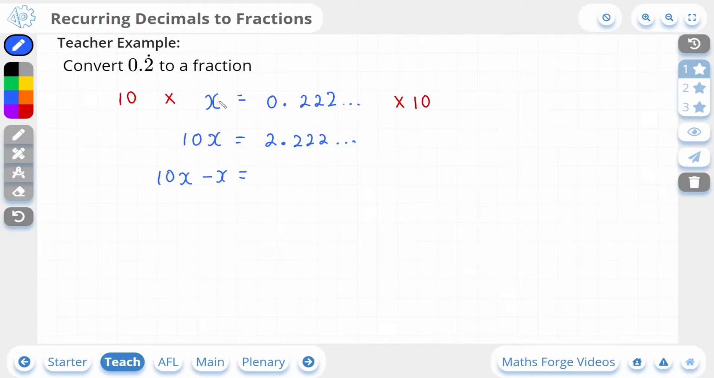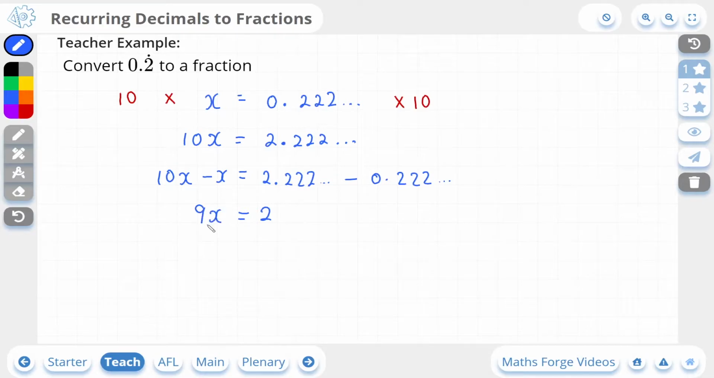So I'm going to do the left-hand side minus the left-hand side. And this is going to allow me to do the right-hand side, so 2.2 recurring minus the right-hand side here, 0.2 recurring. And if you can see what's going to happen, the recurring values will cancel each other out. The 2 minus the 0 is going to leave us with 2. The 0.222 recurring is going to cancel out with the 0.222 recurring, leaving us with nothing after the decimal point. And on the left-hand side, we're going to have 10x minus x, which is going to leave us with 9x.